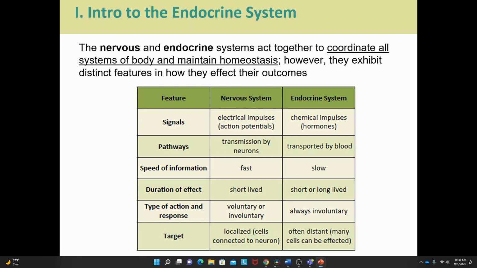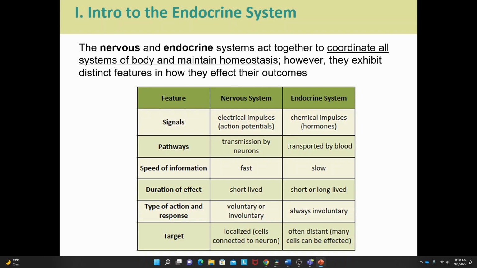Since the nervous system uses electrical impulses, those are very, very fast, and the endocrine system is slower. Now, that being said, the nervous system sends signals very fast, but the effect is very short. So if you need to have a quick change in that moment, and you don't need that action to happen for very long, nervous system's fantastic. With the endocrine system, it's generally a slower speed of information, but we can have a more sustained signal.